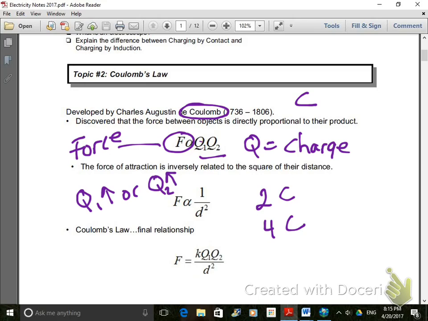And again, if you think about a magnet, it's the same thing that happens in a magnet. If I increase the strength of the magnet, then that force of attraction or repulsion is going to be greater, whether I increase both of the magnets or if I just increase one of the magnets. So it's the same idea with an electric charge.